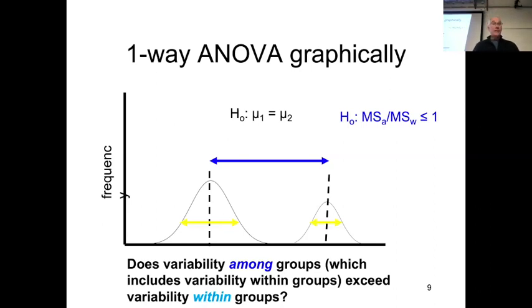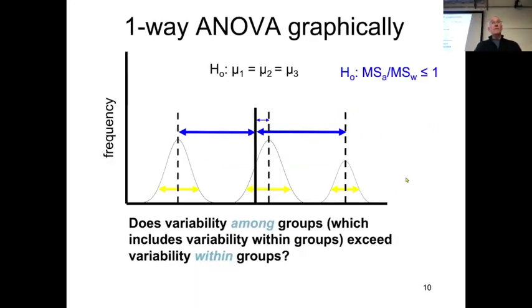And if the variability between the groups isn't really much more than you'd expect versus the variability within the groups, then the ratio of one to the other is going to be about one. So you see the null hypothesis there: mean square A, the variability between the groups, relative to mean square W, the variability within the groups. You expect that ratio to equal one if the null hypothesis is true, that the groups have the same mean. And so you're testing how often you would expect to get this big a ratio of mean square among to mean square within if the null was true.